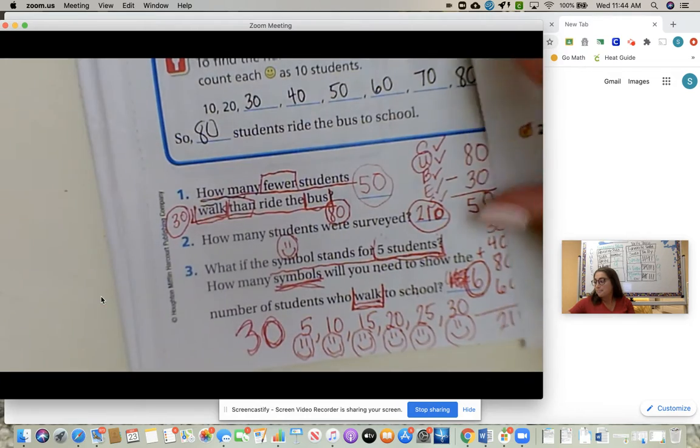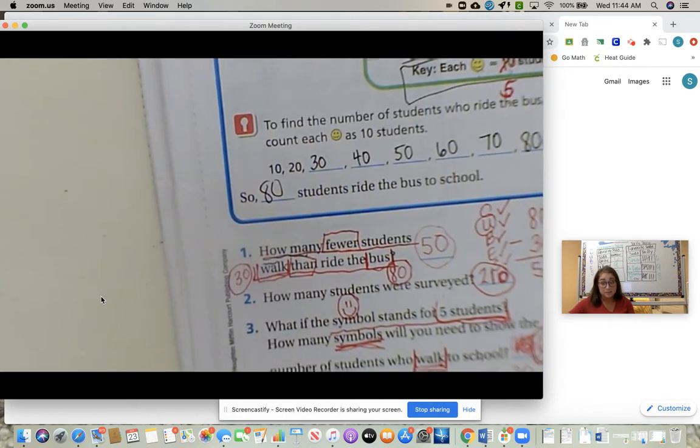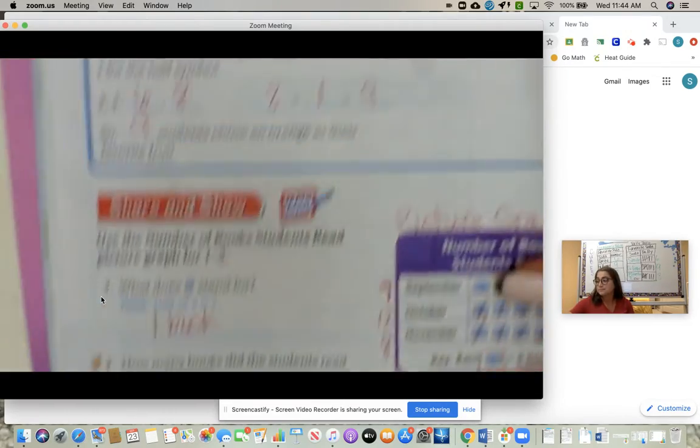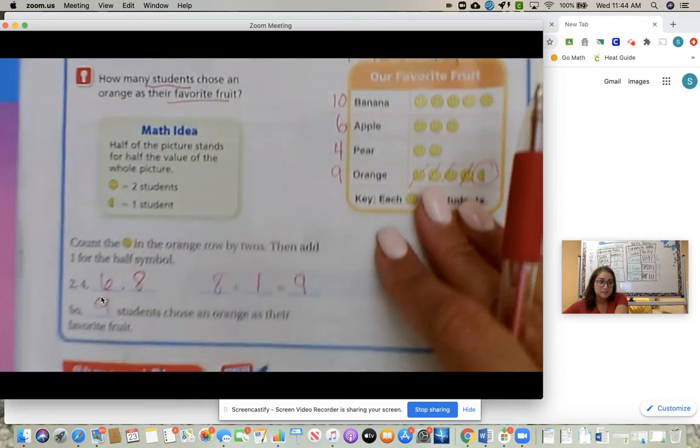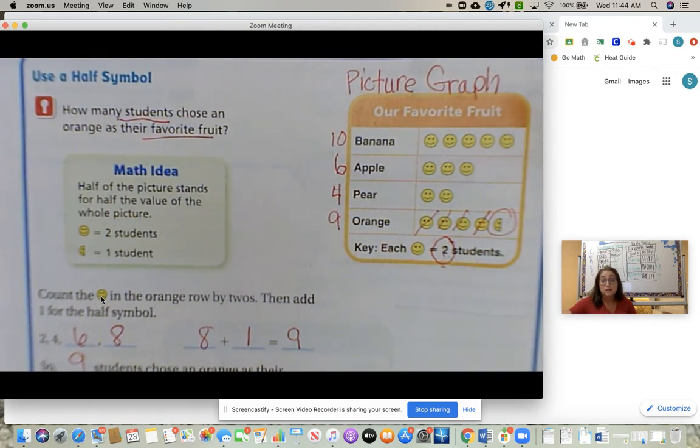All right, page 68. If you want to try your best on page 68, please pause and go for it. All right, this is a challenging skill, but I know you can do it.